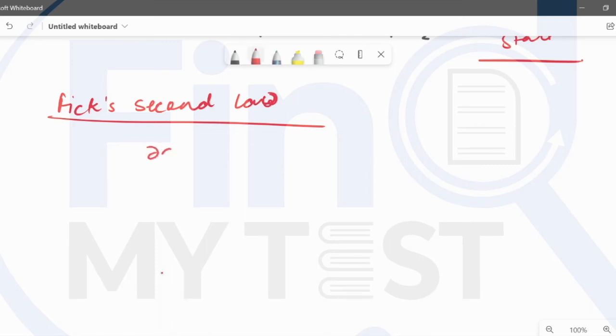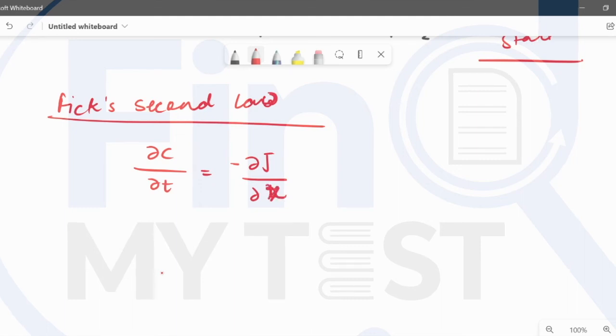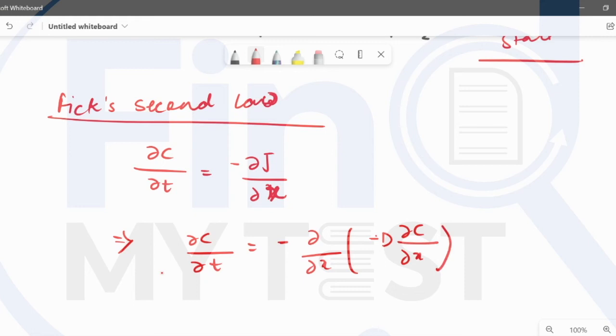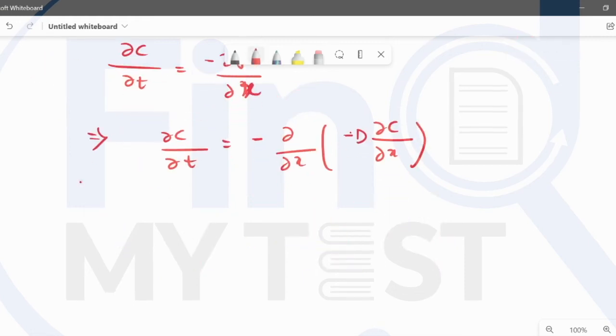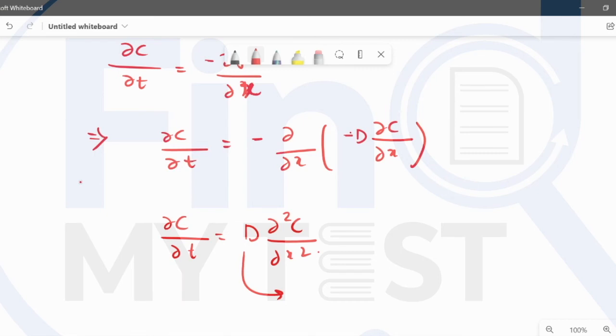So the expression for Fick's second law can be written as del C by del T is equal to minus del J by del X, which is minus del by del X of minus D del C by del X. So this gives del C by del T is equal to del by del X of D del C by del X, where D may vary with concentration. This is Fick's second law for unidirectional flow under non-steady state condition.